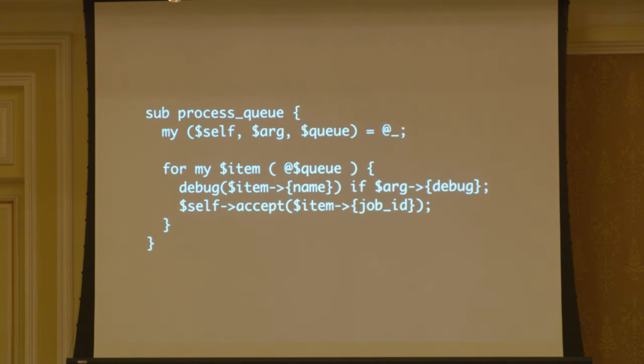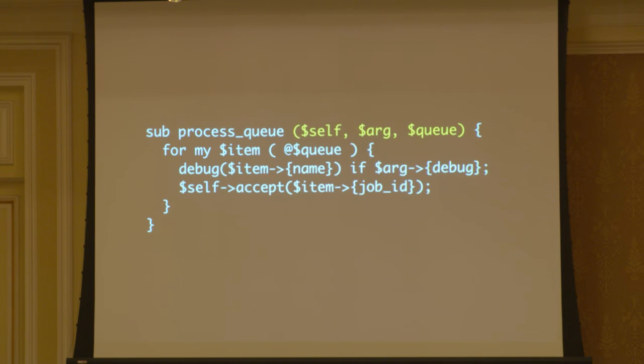One more thing, so let's say we're going to look at this. We've got a subroutine, and it takes an object and an argument, which is a hash ref, and a queue of things to work on. We're going to work through the queue, and for each item in it, dereferencing it as an array, we're going to debug out the item's name if the debug argument is true, and then we're going to accept the item's job ID. So the first problem is really obvious, is that we didn't use a signature. So that's nice, that's one little bit of code fixed. The other is all these dereferences. And I don't like dereferences. Some people say the big advance in Perl 5 from 4 was references, and I'm going to fix their wagon.